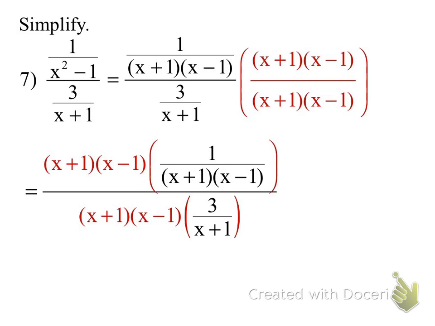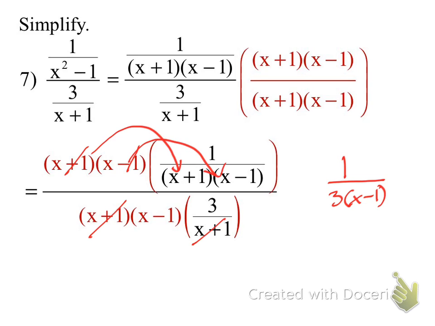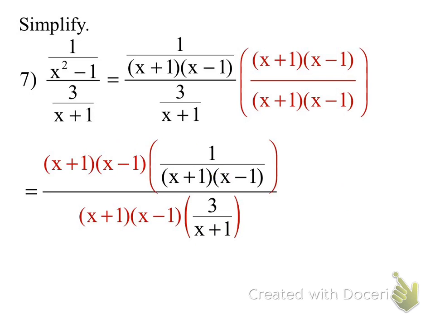What cross cancels and what's left? How about Kiana? You cross cancel the x plus 1, and so it's 3 times x minus 1. No, in the numerator. Oh, in the numerator, sorry. The x plus 1 and the x minus 1 are both canceled out, so we're just left with 1. In the denominator, you cross cancel the x plus 1, so it's 3 times x minus 1. Perfect. Got it? Okay. Pause the recording if you want to take longer notes.